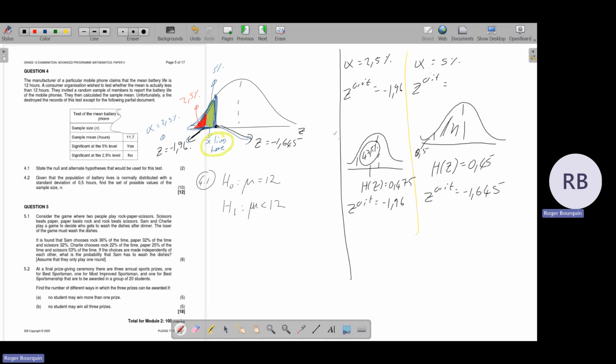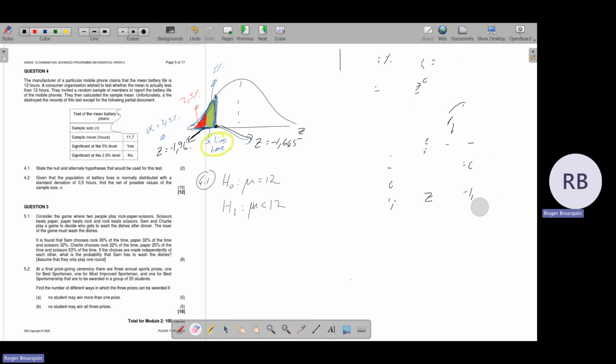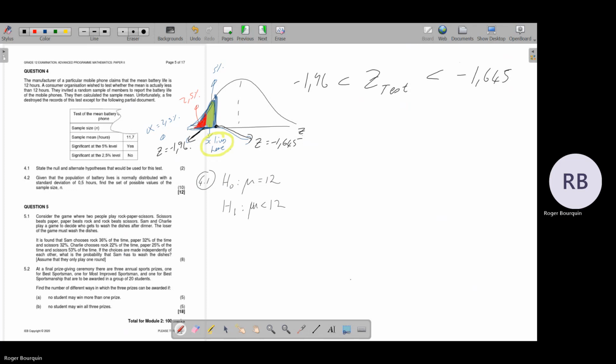So I know that the X bar lives between negative 1.96 and negative 1.645, right? How do I get the Z score for my test statistic? How do I get that Z score? I've got a formula, right? The Z score of your test must lie between negative 1.96 and negative 1.645. Do you agree with that?